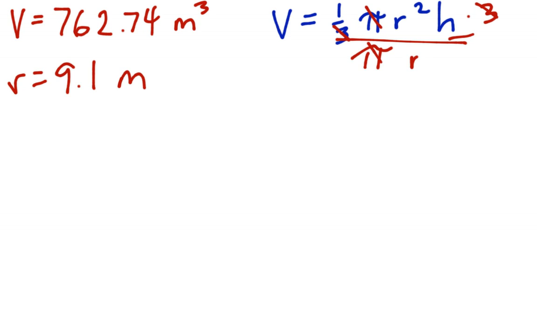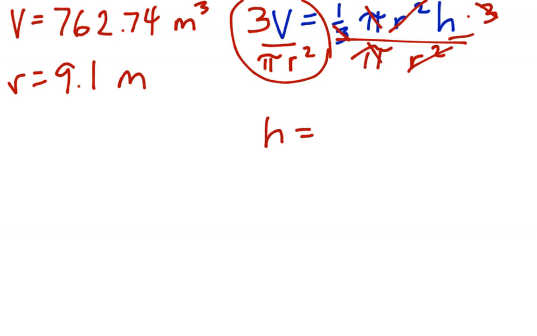But I also need to divide by r squared. So I can undo the multiplication by r squared there. And I've got to do all of those same inverse operations to the left side. So multiply by 3, divide by pi, and divide by r squared. This time I don't need to square root because h is not being squared. So let's rewrite this. H is equal to, and I don't need to put a square root symbol on there.